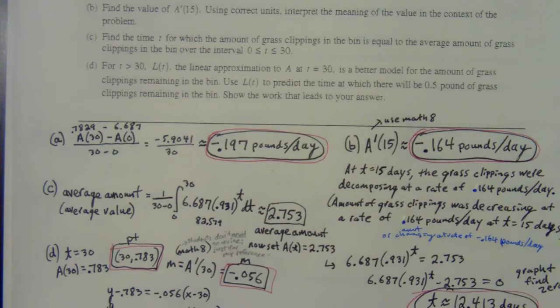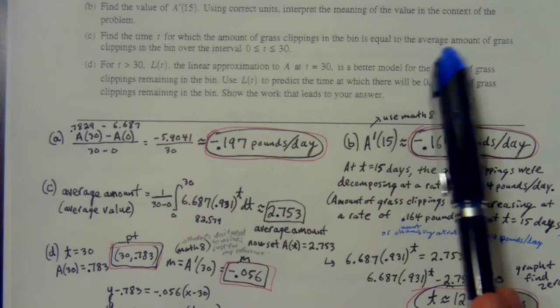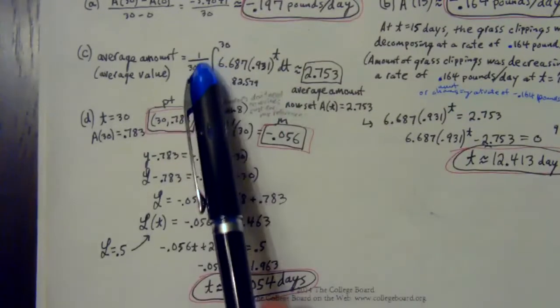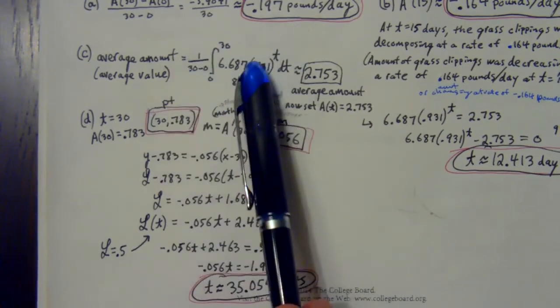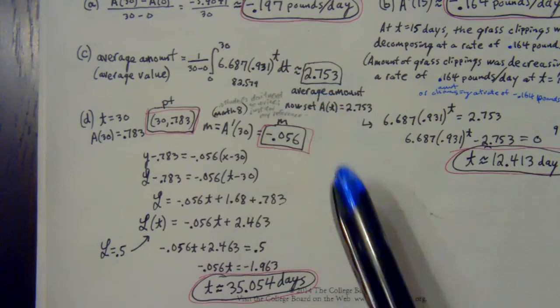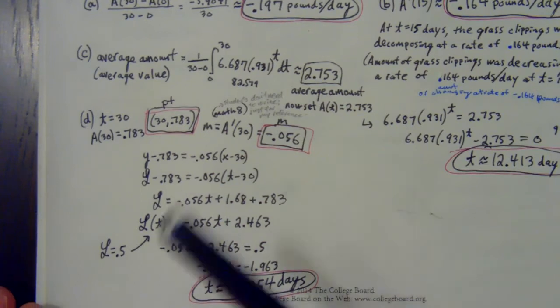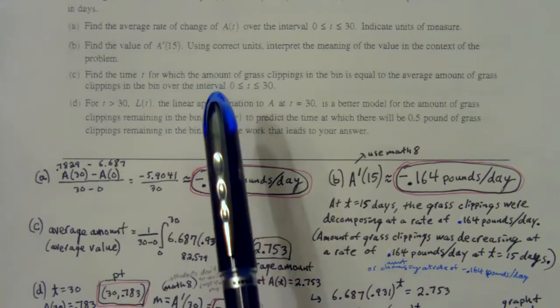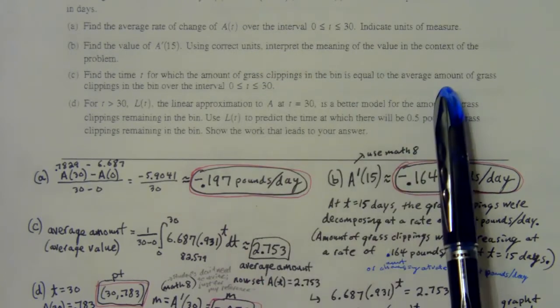So when you see a problem about cupcakes and it says find the average amount of cupcakes, that's your average value formula. So when I saw average amount of grass clippings, I used my 1 over b minus a times the integral from a to b formula to get the average value, right? Math 9 that sucker, that gives you this 2.753. That's the average amount of grass clippings in the bin in between 0 and 30 days. All right, now what they want us to do is figure out where the amount is equal to that. So if you reread that problem, it wants to know when is the amount of grass clippings, that's A, equal to that average amount?